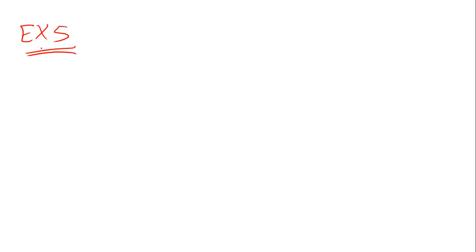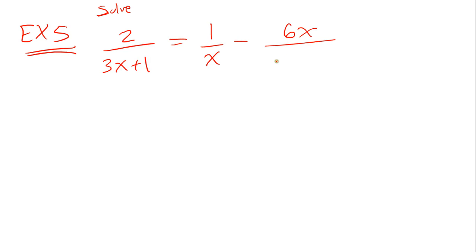Example 5. Alright, again, we're asked to solve 2 over 3x plus 1 equals 1 over x minus 6x over 3x plus 1. Alright.